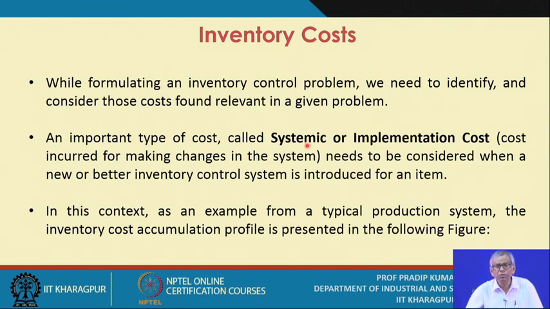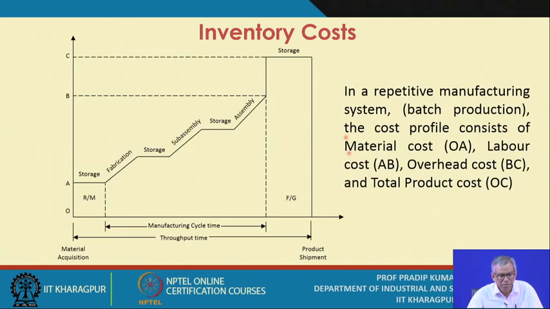So there is one very important cost element you should consider. This is called systemic or implementation cost. An important type of cost called systemic cost, the cost incurred for making changes in the system, needs to be considered when a new or better inventory control system is introduced for an item. This part also we will take up when we talk about the implementation cost of new inventory control systems. So there must be some estimates of this, and then only you can compare between different alternatives for inventory control systems. So this is an example.